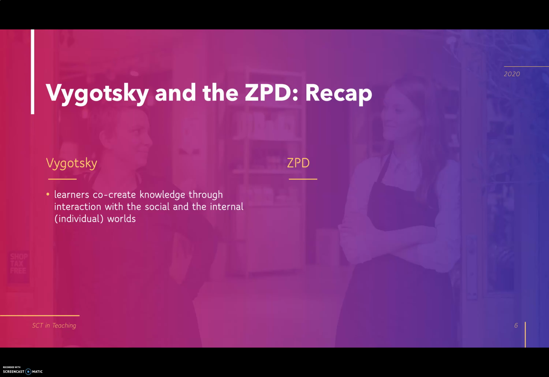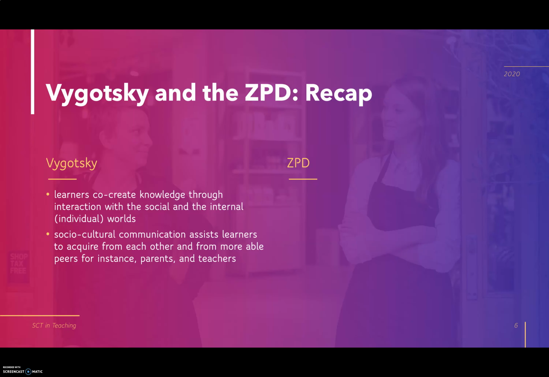So according to Vygotsky, learners co-create knowledge through interaction with social and internal individual worlds. Okay, so we have these overlapping spheres and domains, and learners co-create knowledge by socially interacting with other people in the classroom, but then also by interacting with their internal world. So looking at their prior knowledge and the knowledge levels that they have currently and figuring out a way to marry that with the new knowledge that they're experiencing.